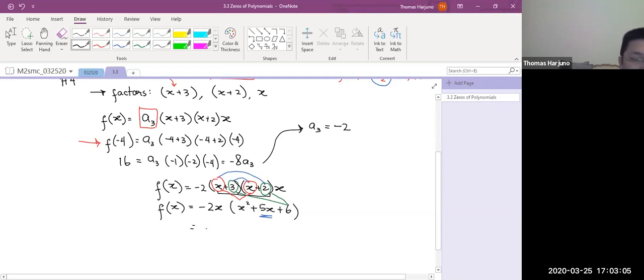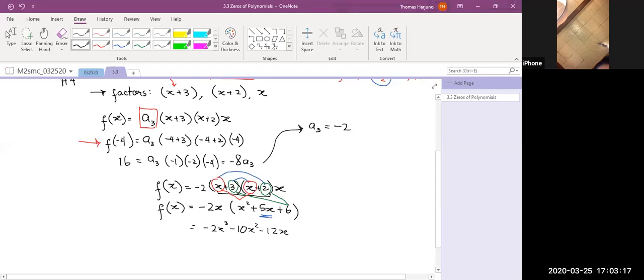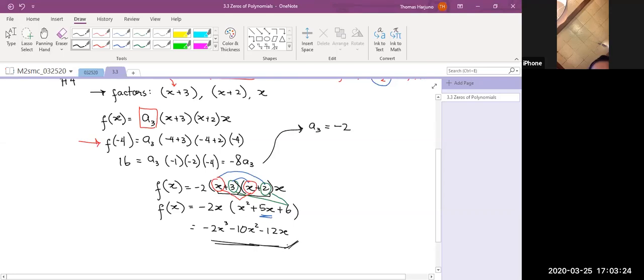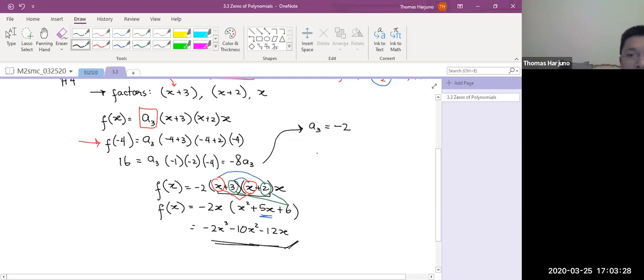And let me distribute this -2x. I get -2x cubed minus 10x squared minus 12x. Now that's if you need to FOIL, but you would distribute. I don't mind, but I usually prefer you to write it this way, the one that I had earlier there.